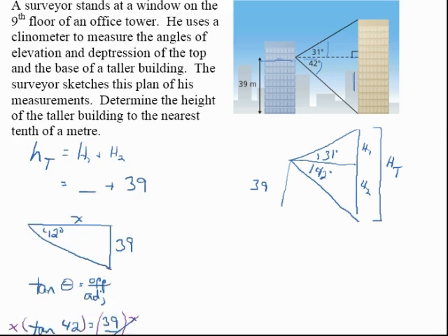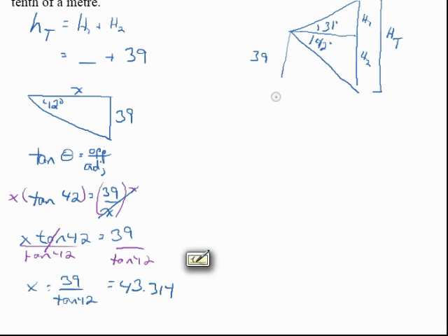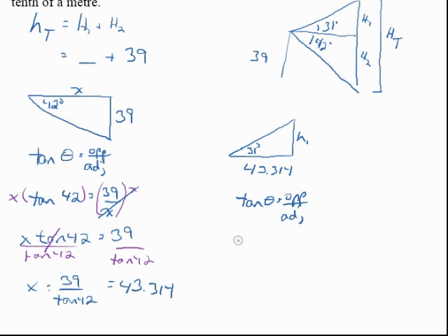So now we can go to our second triangle, which looks like this. This is what we've labeled H1. We should be careful about using H's. We don't want to confuse that with hypotenuse. This is 43.314. This is 31 degrees. We're going to use tan again. So tan theta is opposite over adjacent. Tan 31 is H1 over 43.314.